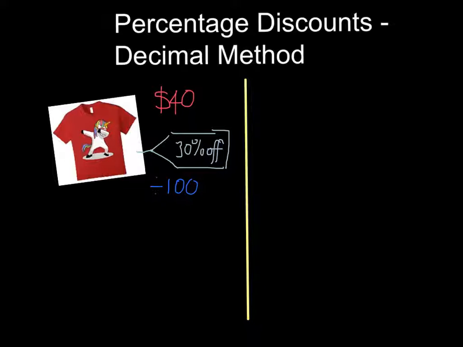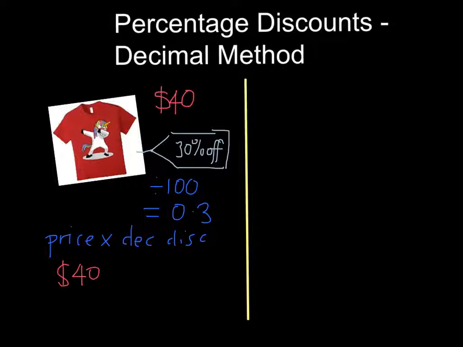So to turn 30% into a decimal, divide by 100, it is equal to 0.3. To then find the discount, all we need to do is do the price times by the decimal discount. So the price was $40. If we multiply that by 0.3, that will give us our answer.